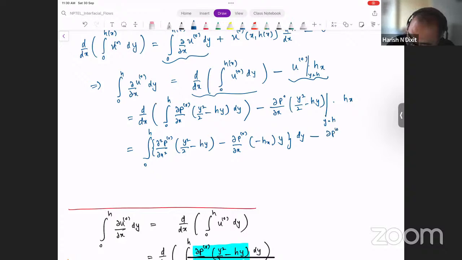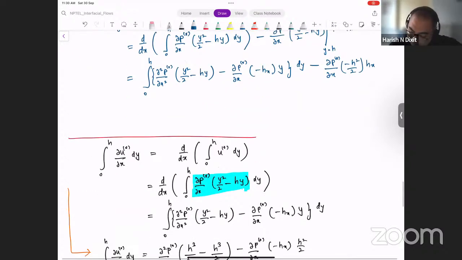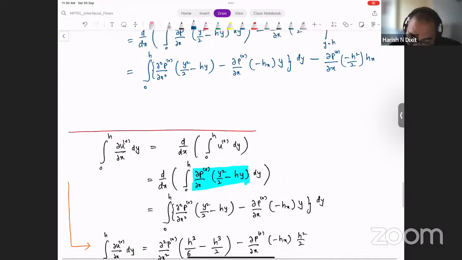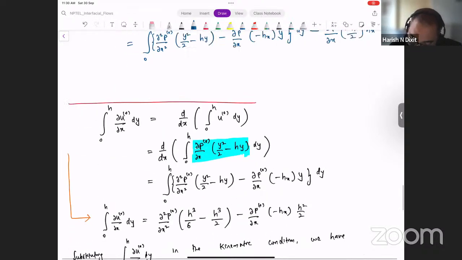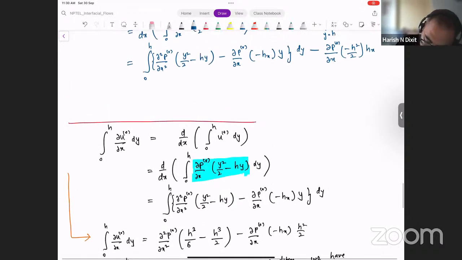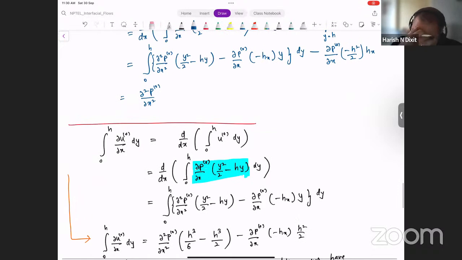This will become del p0 by del x, y square by 2 minus hy. That is h square by 2 minus h square. That will be minus h square by 2 times hx. Okay. So now I need to substitute. This is my expression. And finally, let's also evaluate the first one in the integral. That will be del square p0 by del x square, h cube y cube by 3, that is h cube by 6 minus x square by 2.